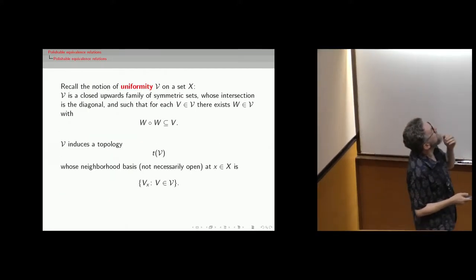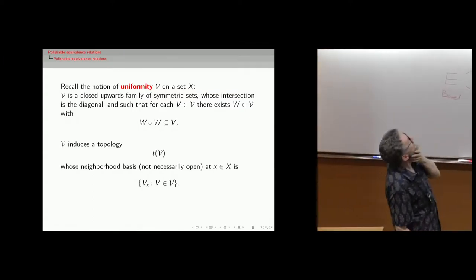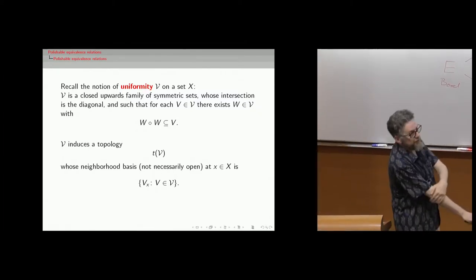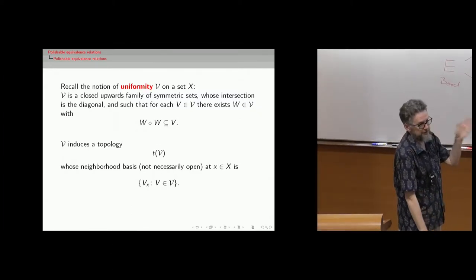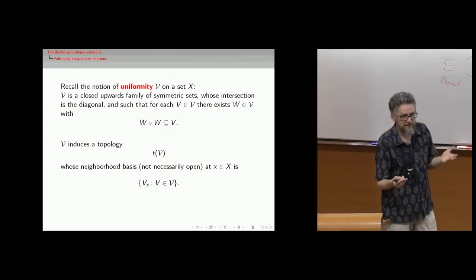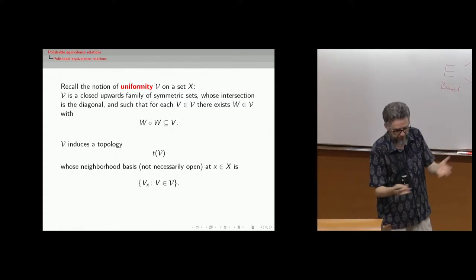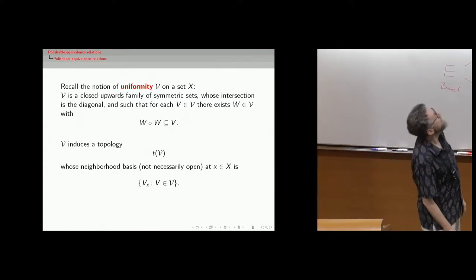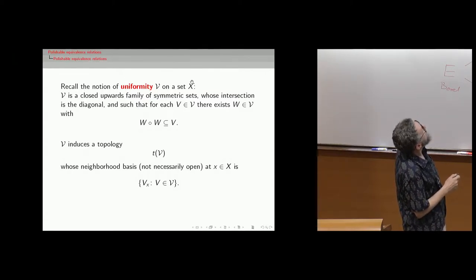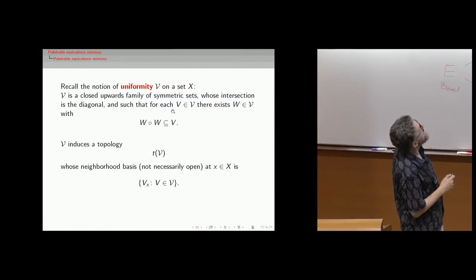So what are these polishable equivalence relations? Before I even do the definitions, let me just recall some standard definitions from topology. So we have topological spaces. Important here will be uniform spaces. A uniformity is just a notion of closeness on a set. Formally speaking, a uniformity is a family of subsets of X cross X. These subsets are symmetric. All of them contain the diagonal, and their intersection is the diagonal.